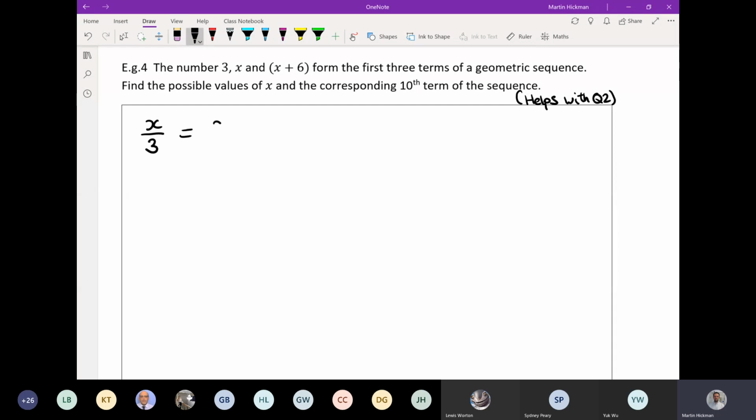So I know these two ratios have to be equal to one another, okay, because it's a common ratio, and the key word there is common. It's going to be the same whether you do the second term divided by the first term or the third term divided by the second term. Remember u2 over u1 will equal u3 over u2. So now what we have is this equation, and we can multiply both sides by x and multiply both sides by 3.